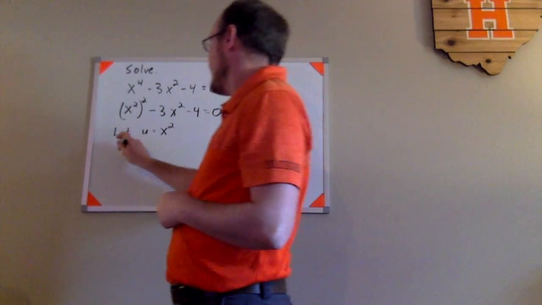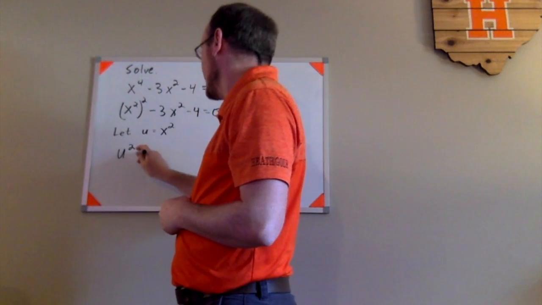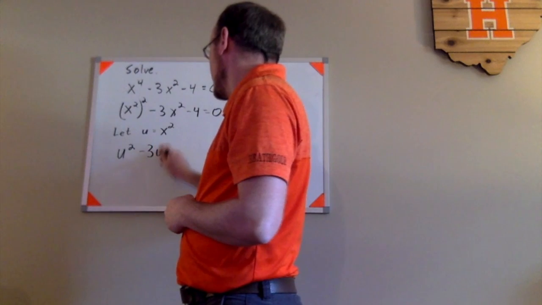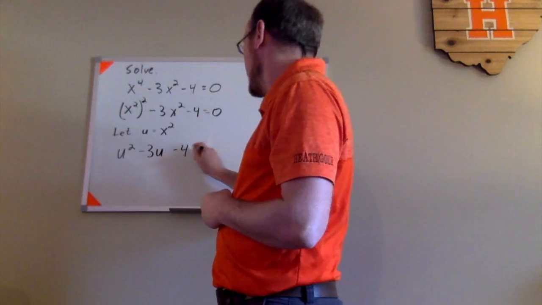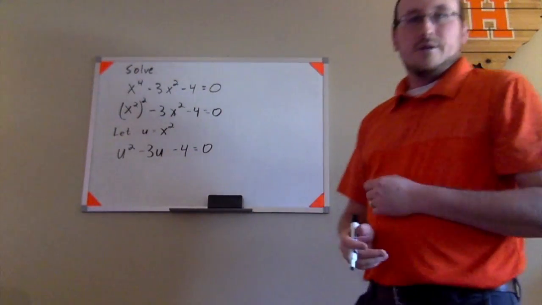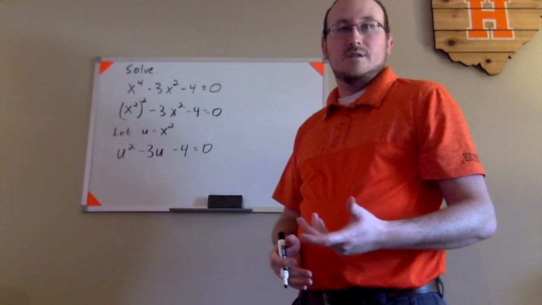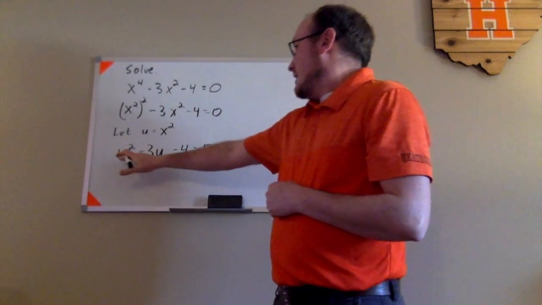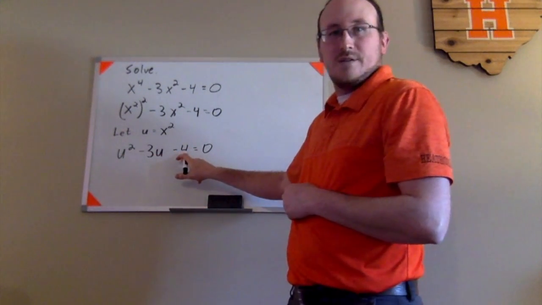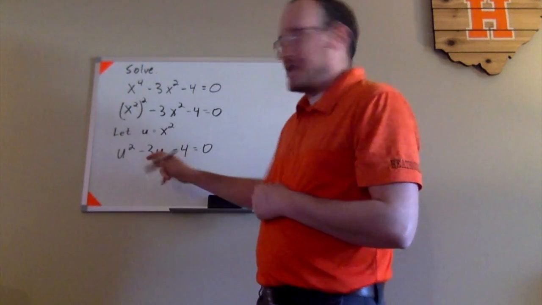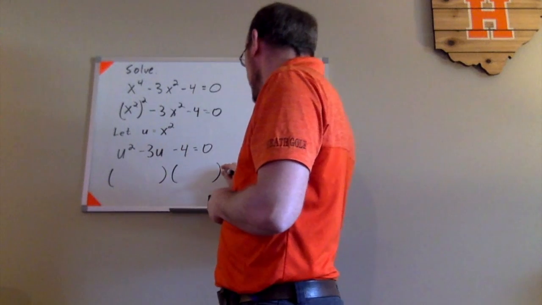If I do that, instead of x squared, squared, I'll just have u squared minus 3u, instead of x squared, I'll just have u, minus 4 equals 0. And looking at that, that looks a lot like a quadratic trinomial that we've seen in previous units. I can go ahead and factor this. I can find two numbers that multiply to negative 4 that also happen to add up to negative 3. So I'm just going to go ahead and try to factor this into two binomials using the u here.